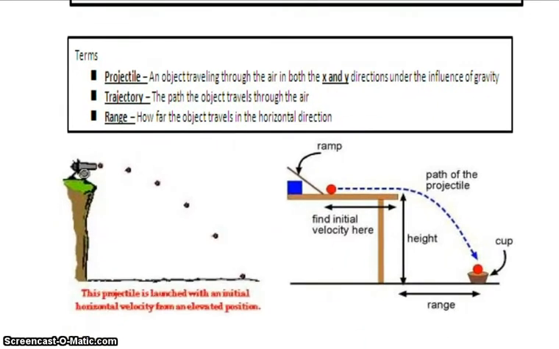Now there's a couple of terms. We just went over projectile. Another word you might see is trajectory, and that's the path the object takes. For example, this dotted line down here shows the ball's trajectory. And range is how far the object has traveled in the x direction. So the range is from here to here, just the x direction. For the cannon, here to here, this is the range. Okay, those are just some new terms that you might come across.